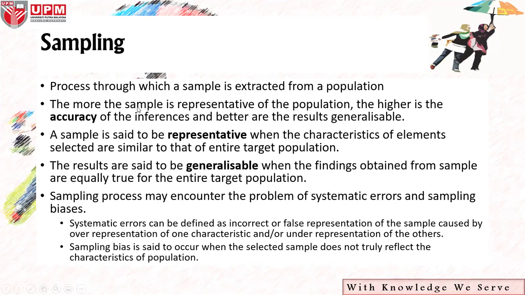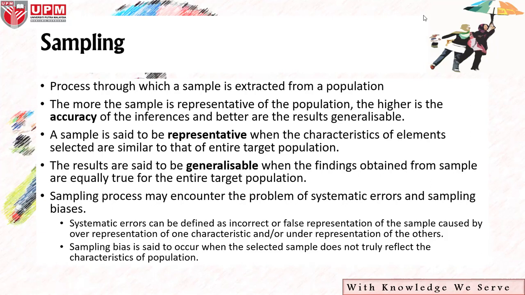Okay, a sample is said to be representative when the characteristics of elements selected are similar to that of the entire target group, target population. Okay, so the results are said to be generalizable when the findings obtained from the sample are equally true for the entire target population. Okay, but the sampling process may encounter the problem of systematic errors and sampling bias.